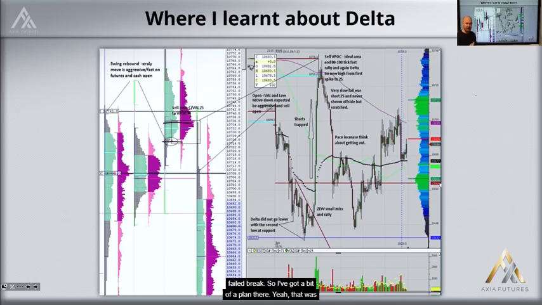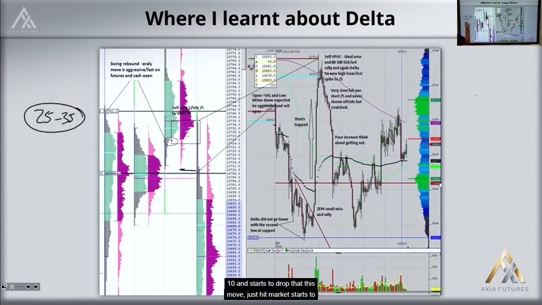So I got a bit of a plan there. Yeah, that was one of the ideas that I was looking for. Now what happened, and part of what I learned was not just the technical aspect, but an understanding of my own kind of frustration with the trade. What happened on the day is we opened with a gap down. So my intent to sell up here between 25 and 35 was not realized.